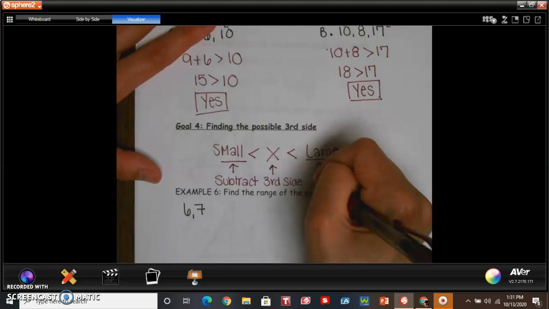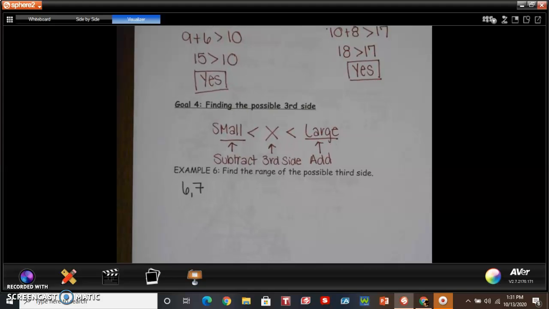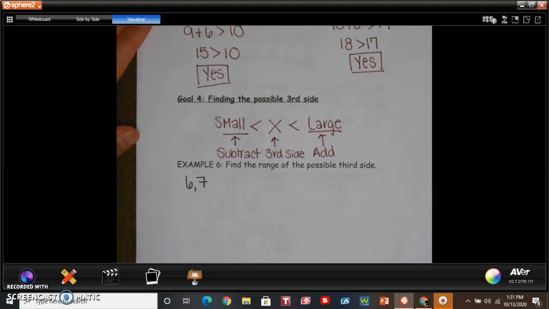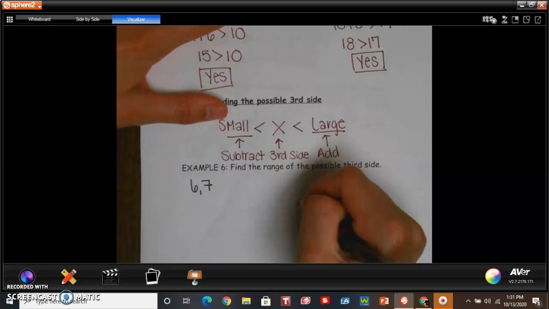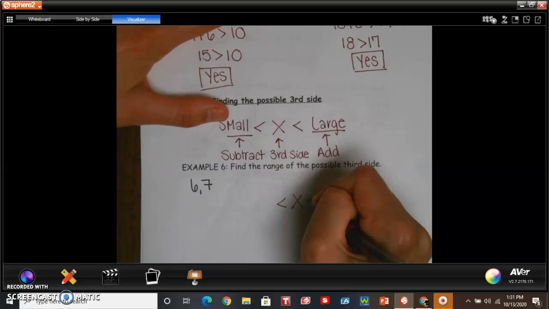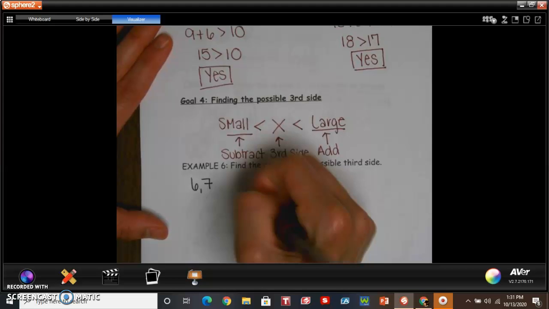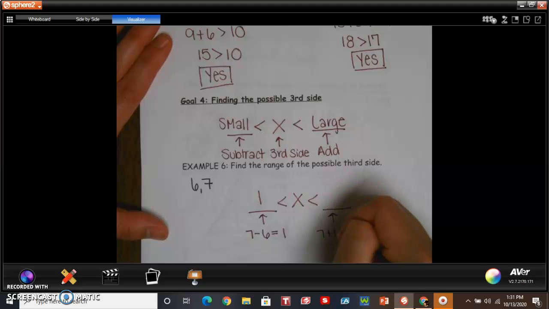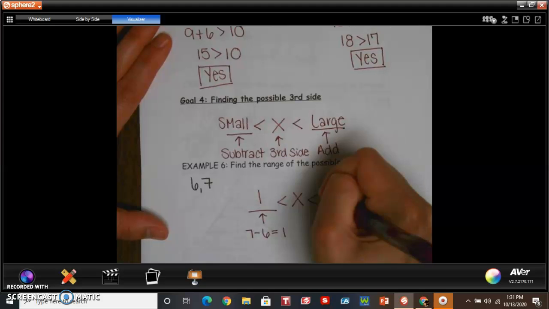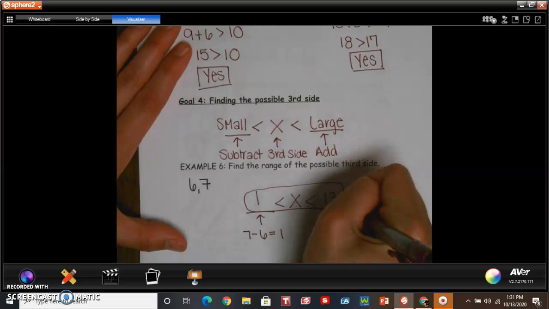So small, subtract. Guess what we're going to do whenever we want to find the large side? We're going to add. So let's look at example 6 here. We want to know what is the possible range for our third side when a side length of 6 and 7 are involved. So to find this side, we're going to say, okay, 7 minus 6 is 1. To find this side, we say 7 plus 6 is 13. Ta-da! That is your range.